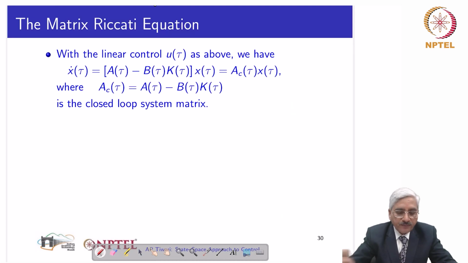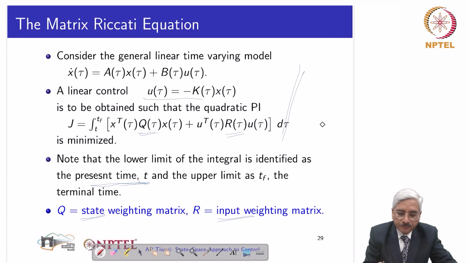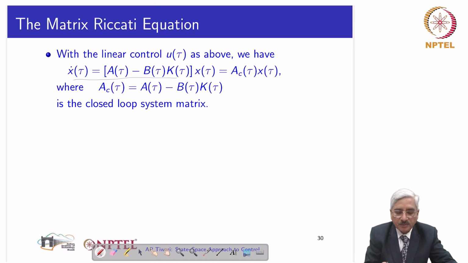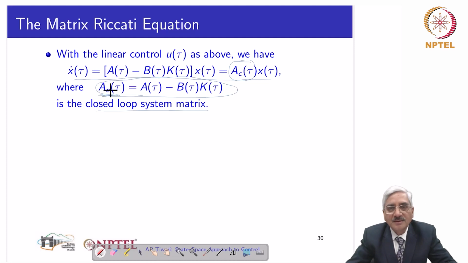Now if we impress this control on this system, this u(tau), we can substitute there. And so the closed loop system dynamics is given by this one: x dot equal to (A minus BK) x, and that we denote by A_C. A_C is A minus BK. This is the closed loop system matrix. So when this input is impressed upon the system, the closed loop dynamics is governed by this system matrix A_C, which is A minus BK.